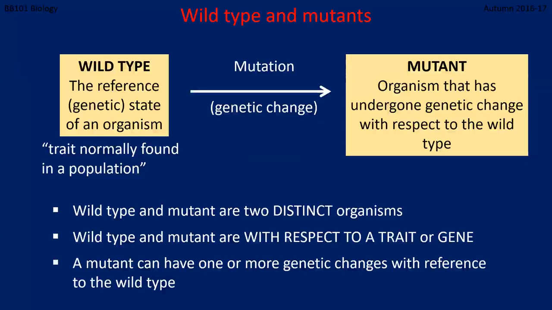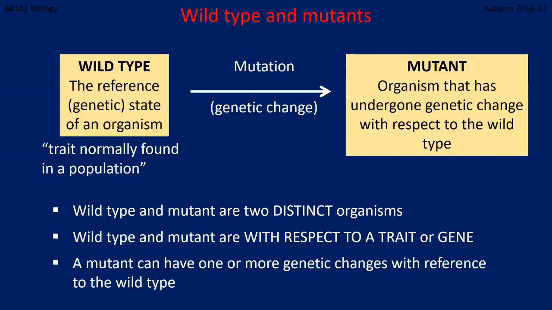the organism might have gone under some changes in the genetic makeup. If you compare that genetic sequence with respect to the wild type, then it would be mutant. And the wild type has peculiar traits that are found in a population. Those are the normal things found in that particular population, and that is called a wild type. And whatever genetic changes happen within the wild type, that would lead to the mutant. So when this terminology comes, wild type and mutant, you have to understand that these are two distinct organisms.